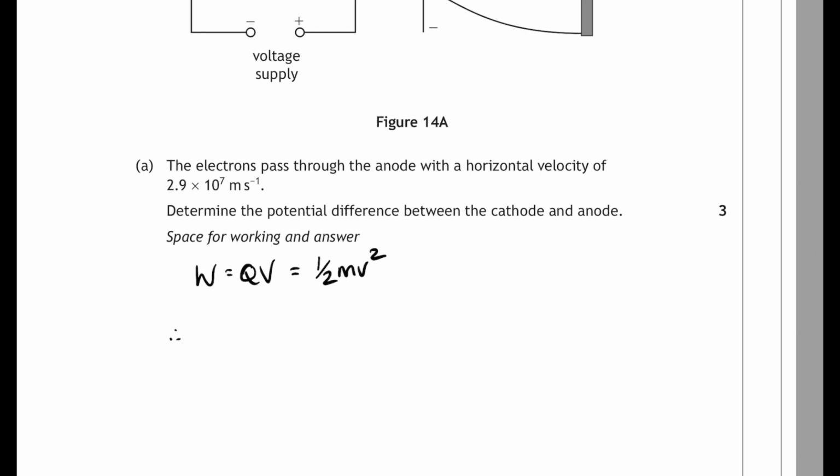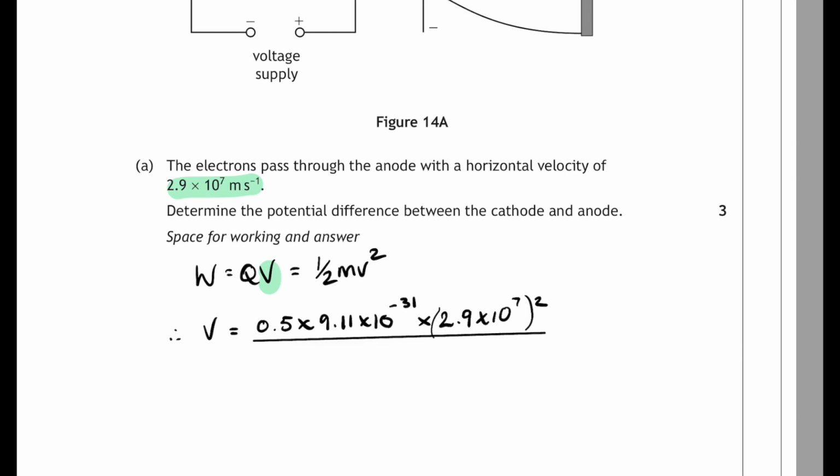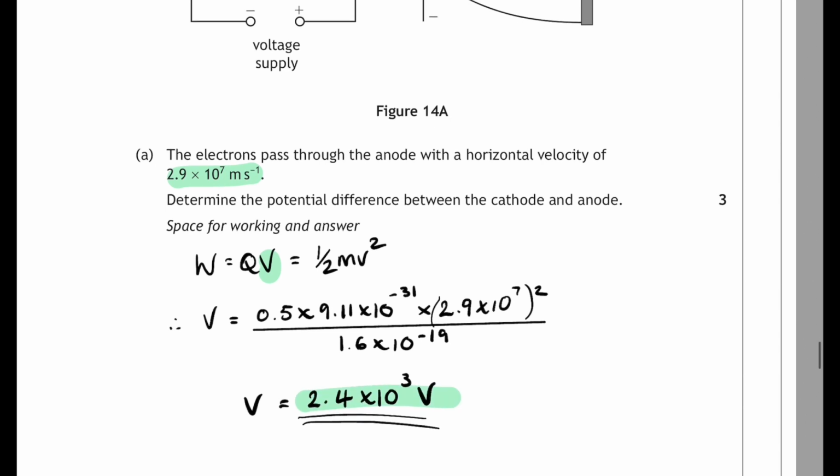So if we rearrange that, then the potential difference between the cathode and the anode will be equal to half mv squared divided by Q. So V will be equal to 0.5 times the mass of the electron, which you'll get on your data sheet, that's 9.11 times 10 to the minus 31, times the velocity that we're given, 2.9 times 10 to the 7, and don't forget to square it, divided by the charge on the electron, which again you'll get on your data sheet, which is 1.6 times 10 to the minus 19. And that will give us a potential difference between the cathode and the anode of 2.4 times 10 to the 3 volts, or 2400 volts.